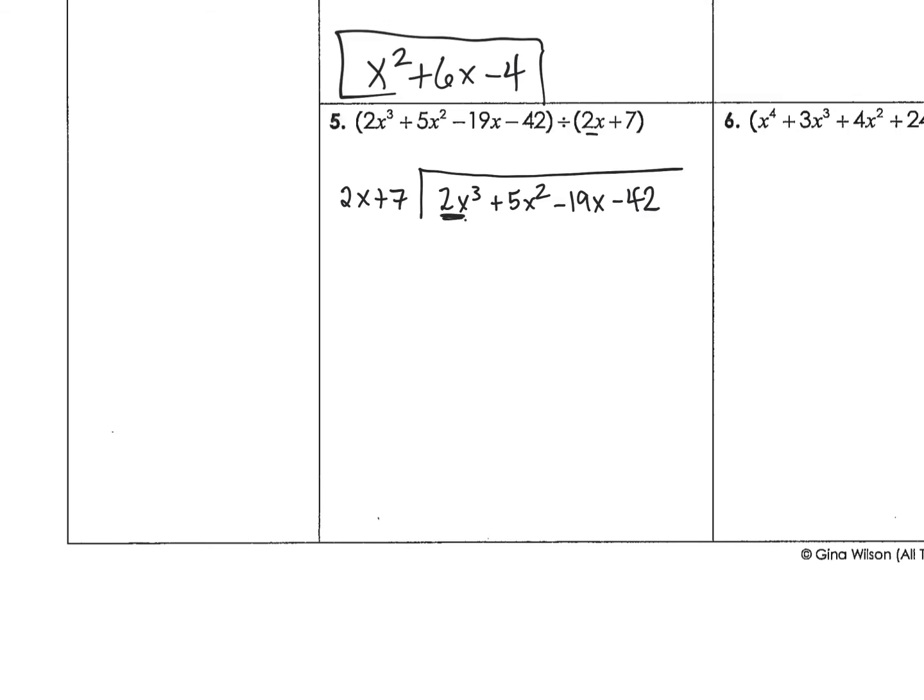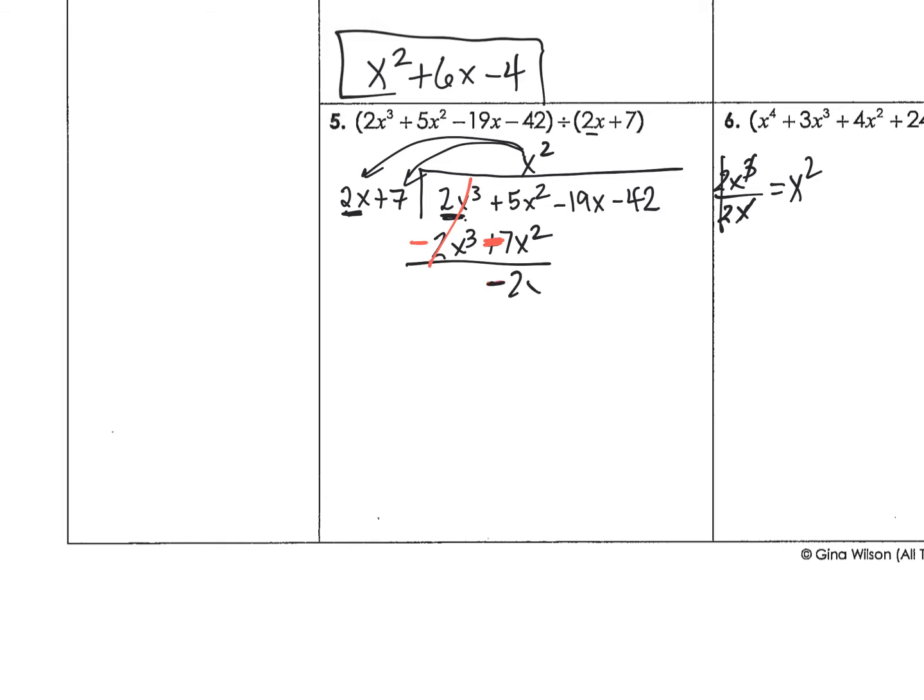Biggest term is this guy right here, so we want to go 2x cubed divided by whatever's in front here, which is 2x. Well, the 2's go away, x goes, we are left with an x squared. So x squared goes here. Now we're going to multiply. X squared times 2x is 2x cubed. X squared times 7, positive 7x squared. And now we're going to change our sign. So it becomes minus minus. This goes away. 5x squared minus 7x squared is negative 2x squared.